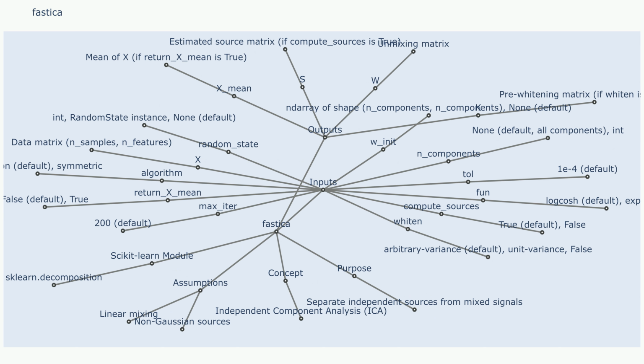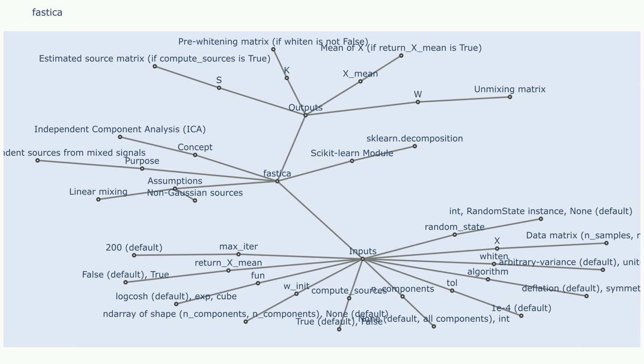The heart of FastICA. FastICA is based on the principle of statistical independence among the underlying components. It assumes that the observed data is a linear mixture of independent sources, and it aims to find the mixing matrix and the independent components that best explain the observed data.